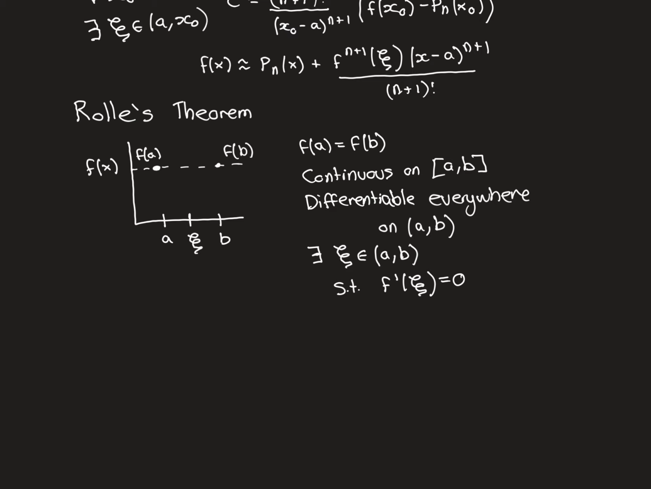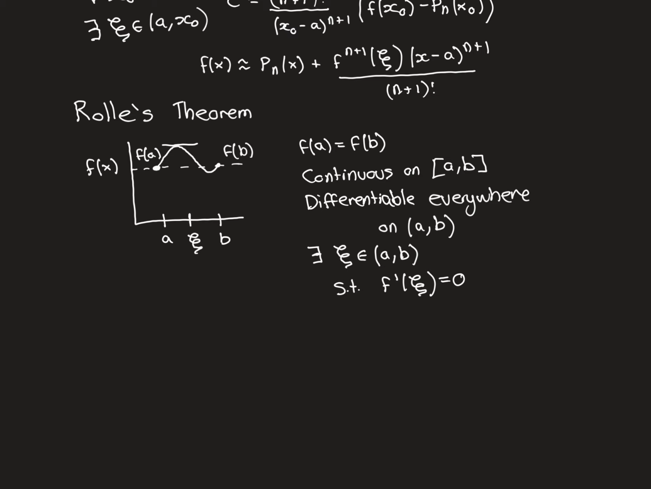Now, if it doesn't stay constant, then it either goes up or it goes down. So if it goes up, at some point, if it's going to come back down to f of b, then it has to turn, because remember the function is continuous, and the intuitive definition of continuous is that you can draw it without taking your pen off the paper. So if it's going to come back down to f of b, it must turn around, and at that point where it turns around, that critical point, that's where the derivative is going to be equal to 0.